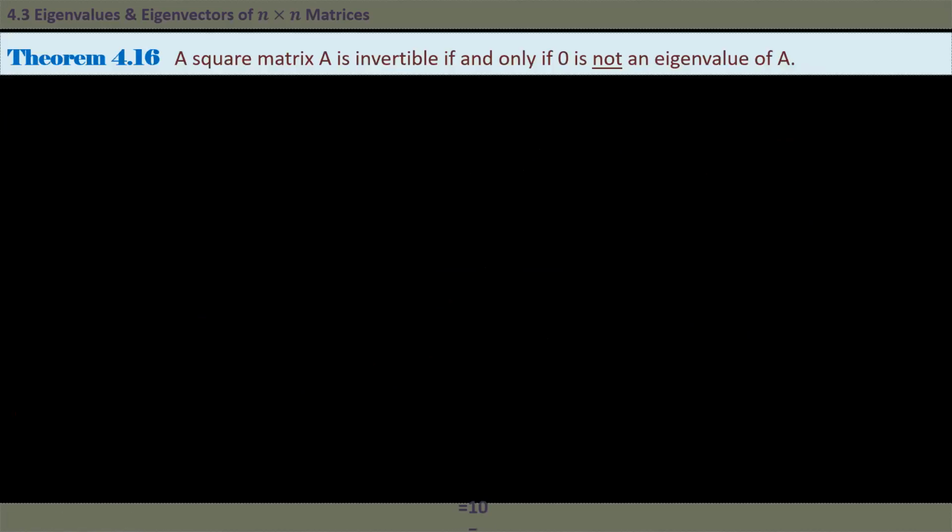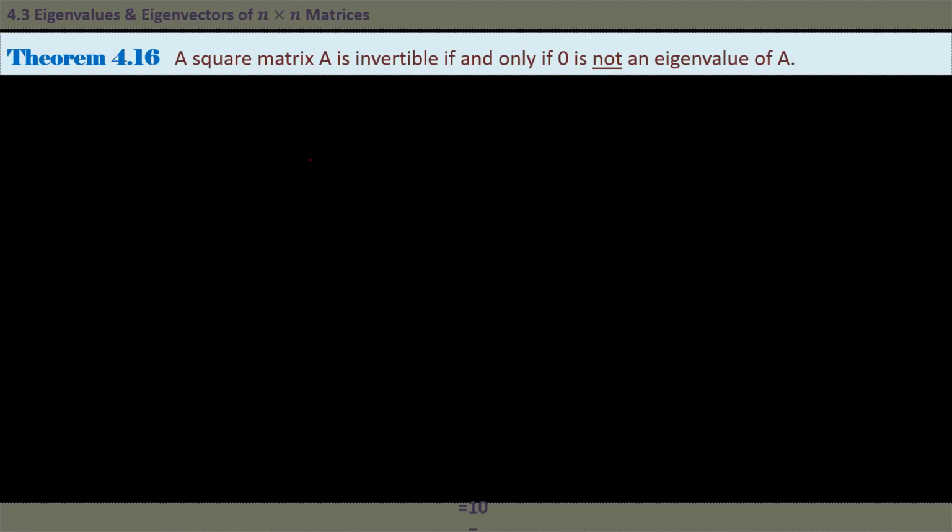Here we have one theorem. A square matrix is invertible if and only if 0 is not an eigenvalue of A. So that means that if 0 is an eigenvalue of A, then it is not invertible, right? If it is invertible, then 0 does not appear as an eigenvalue. So the question is quite easy. I mean, the proof is very simple.